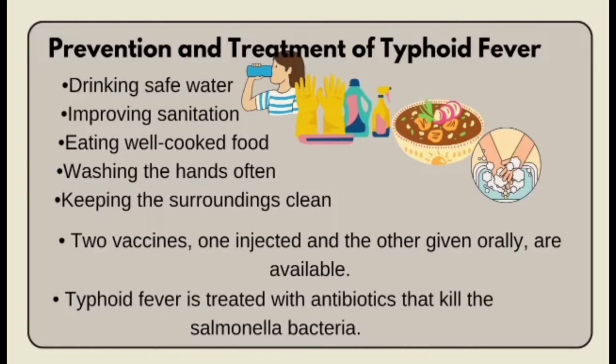Here's the prevention and treatment of typhoid fever. Typhoid fever can be prevented by drinking safe water, improving sanitation, eating well-cooked food while it's still hot, washing the hands often, and keeping the surroundings clean will help stop the spread of infections. There are 2 vaccines, one injected and the other given orally, are available. These are recommended especially to people in the high-risk area.